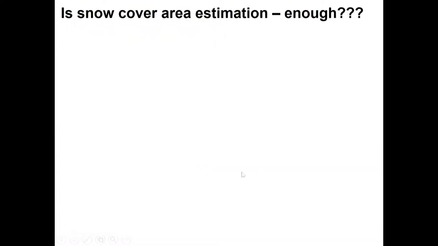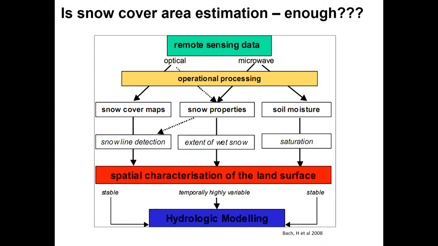We have done the snow cover mapping, but for hydrological studies or disasters related to snow and glacier, is snow cover area estimation enough? I don't think only the snow cover area is important. We require some snow physical properties such as wetness, density, and grain size, which may be required by hydrological models for snowmelt runoff and avalanche. We can improve avalanche modeling if we have these snow physical properties available with us.